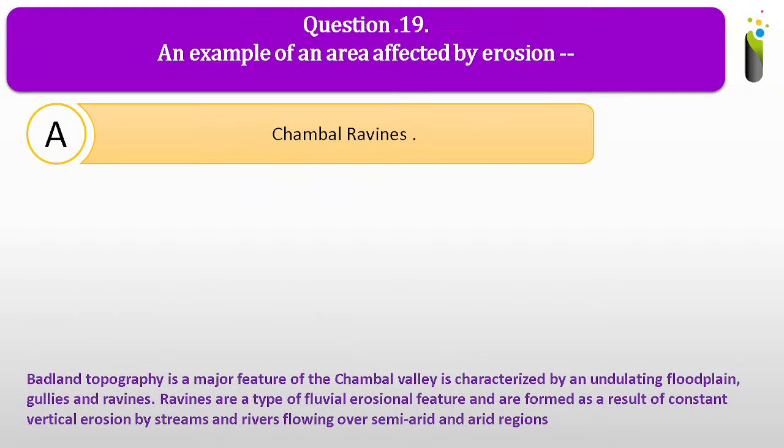And the correct answer for this question is A. So for question number 19, your answer is A. Remember, badland topography is a major feature of the Chambal Valley and it is characterized by an undulating floodplain, gullies, and ravines. Ravines are a type of fluvial erosional feature and are formed as a result of constant vertical erosion by streams and rivers flowing over semi-arid and arid regions.